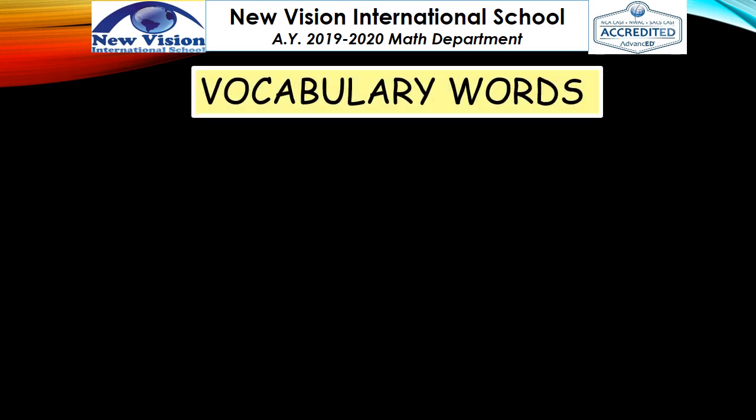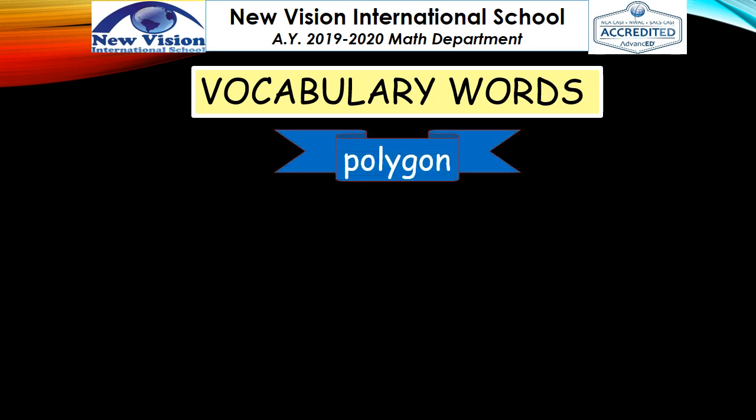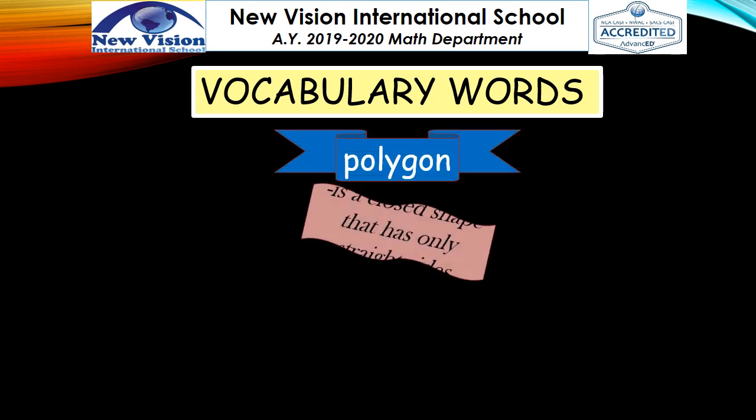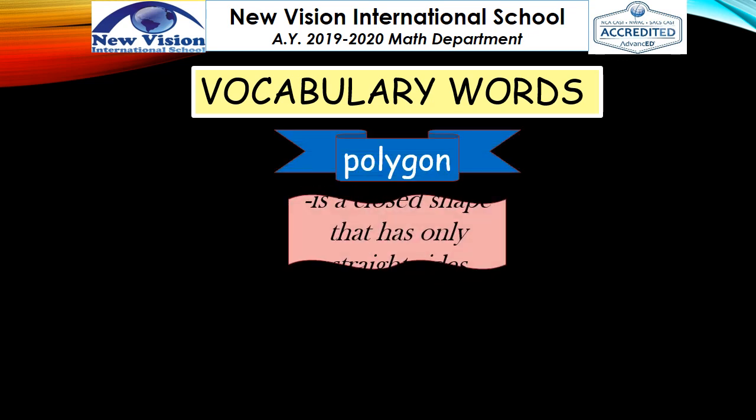Let's have a review of the vocabulary words. We have polygon. A polygon is a closed shape that has only straight sides. So what are sides? As you look at this shape, we have this side, this one, this side, and this side. So this shape has 4 sides.